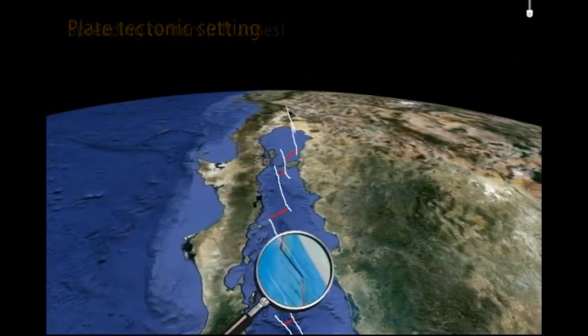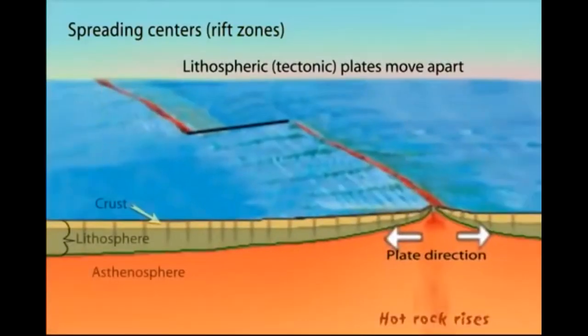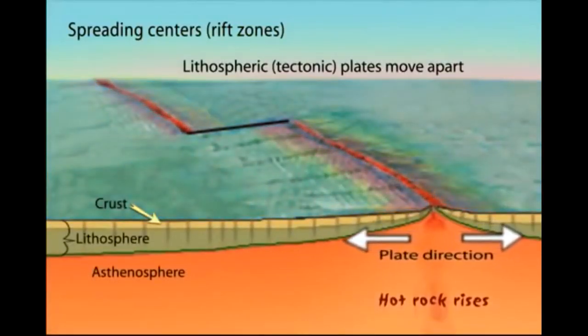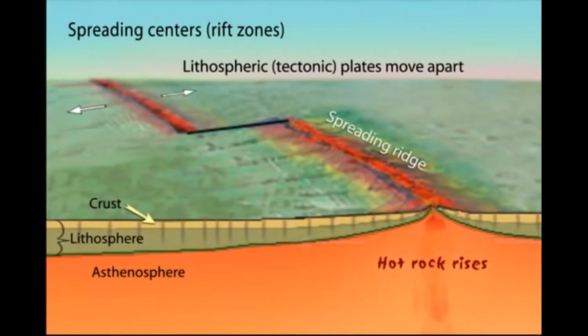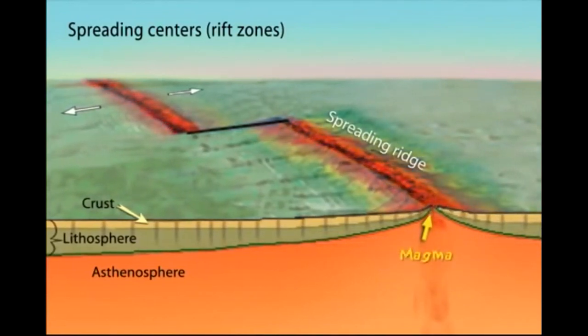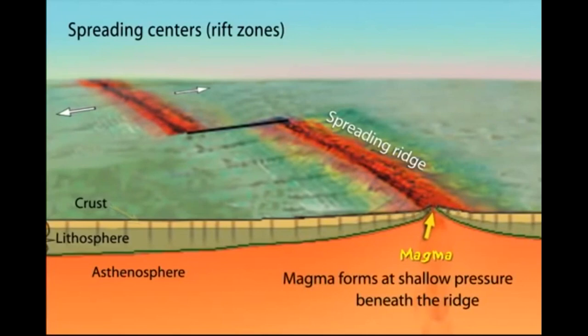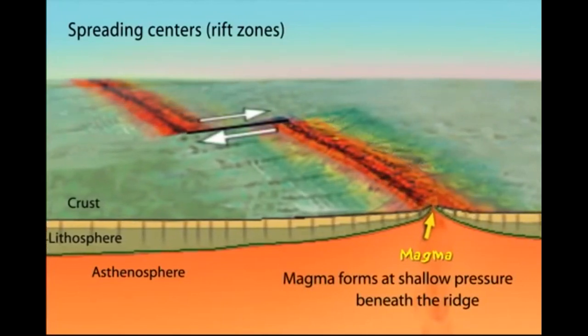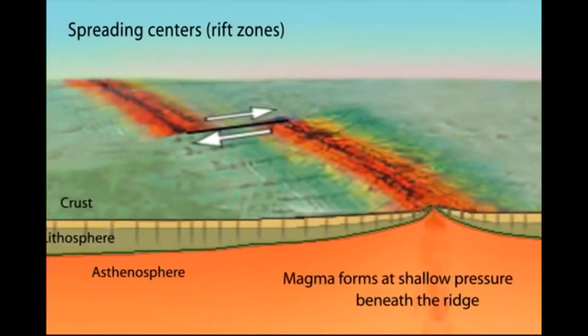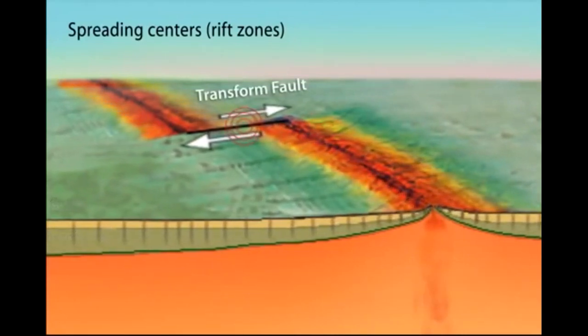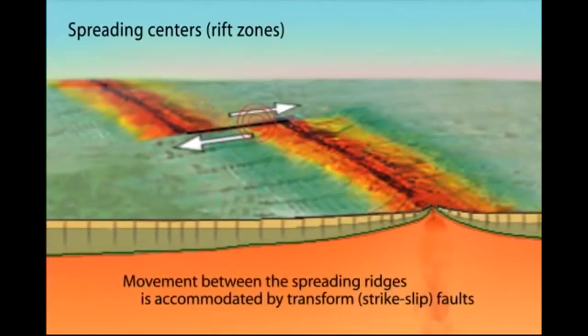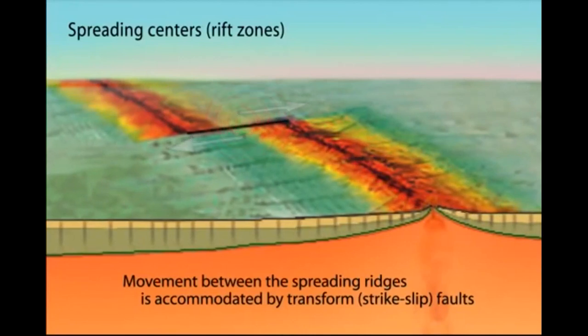If we zoom in, we can see the processes occurring. As the lithospheric plates move apart, heat rises beneath the mid-ocean ridge. Magma forms at shallow pressures and creates new rock at the spreading ridges. The plates move away in conveyor belt-like fashion. Movement between the ridges is accommodated by transform faults where large earthquakes occur due to friction between the plates. Smaller earthquakes also occur along the ridges.